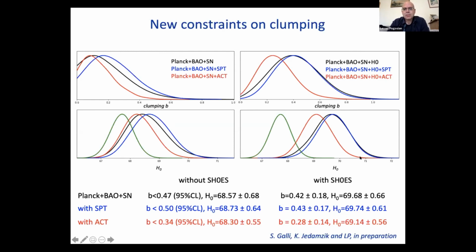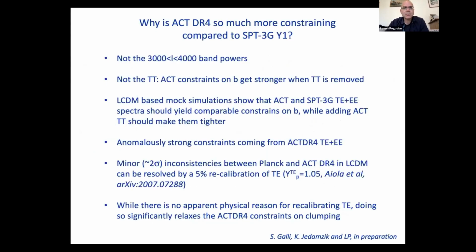With SH0ES, there is a detection of clumping in all cases, but the significance of detection changes from 3 sigma to 2 sigma, depending on whether you use SPT or ACT. So clearly, there is a strong constraint coming from ACT. So that's why we set out to investigate what it is about ACT that makes it so much more constraining.